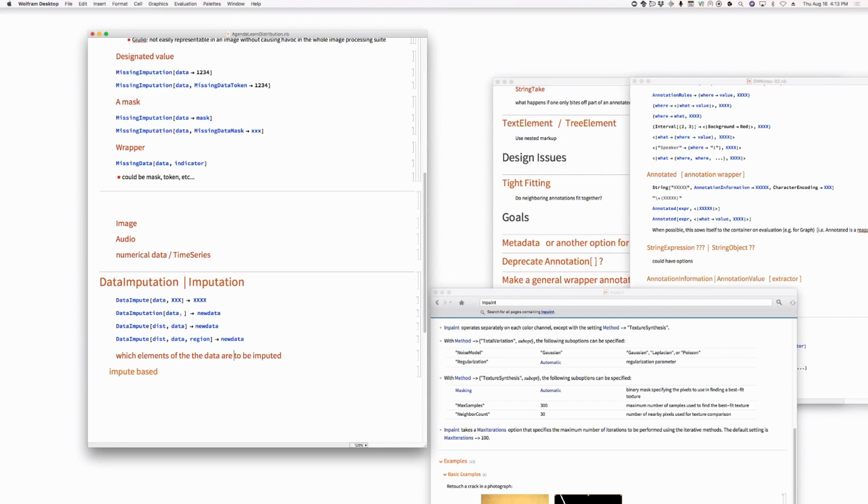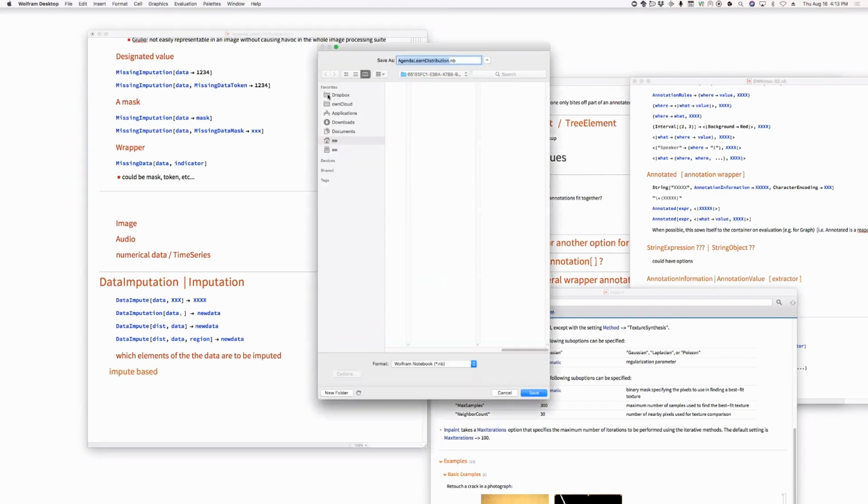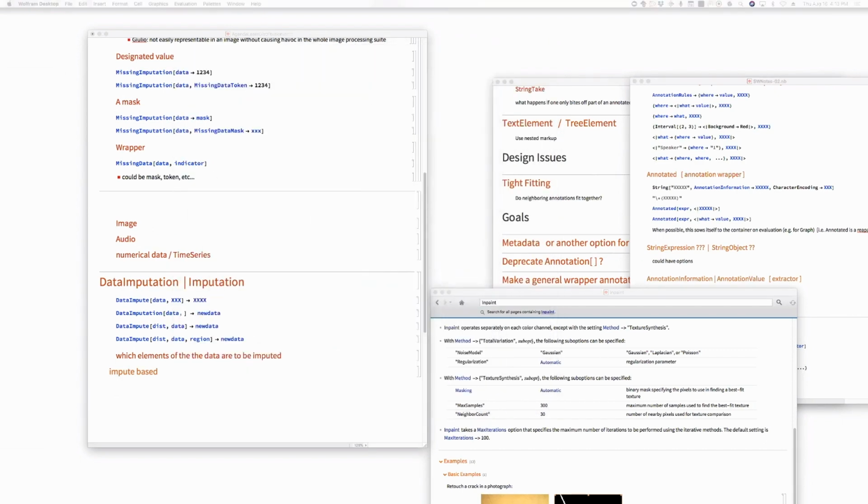By the way, is this notebook saved somewhere? Should I save this in? No, it's not saved anywhere at the moment. I just created it and sent you by email. Okay. Can you tell me which folder? I put it in neural net framework. Okay.